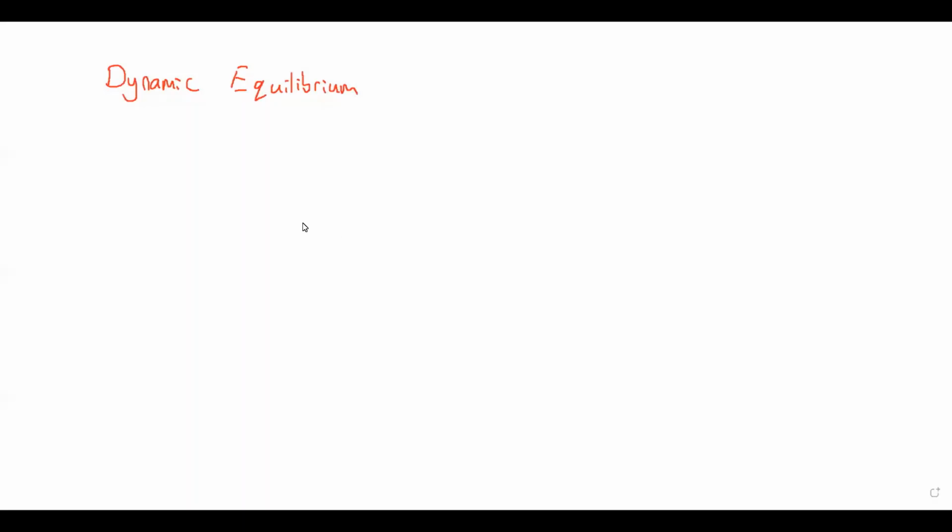Lots of the reactions that we see in chemistry are reversible. And that means that it can go forwards or backwards. So we use a special arrow when we are talking about these reactions that can go forwards and backwards. And that is the equilibrium arrow.